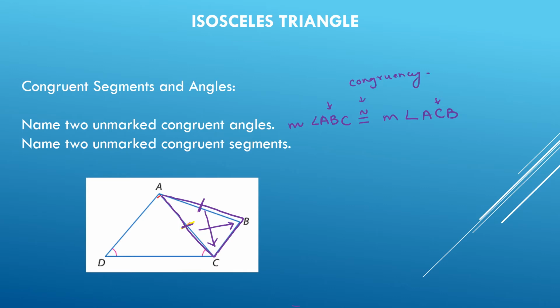Now let's focus on triangle ADC. In triangle ADC, angle ADC is congruent to angle ACD. That means the sides opposite to those angles are also congruent. So AC is congruent to AD.